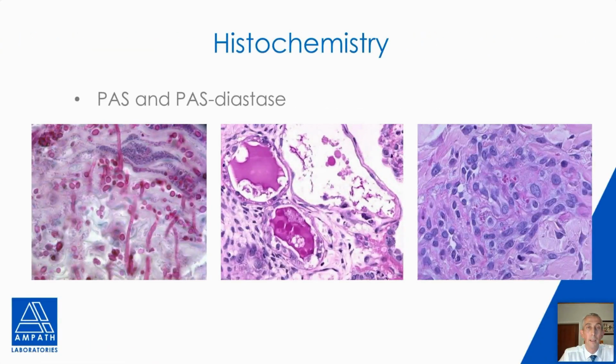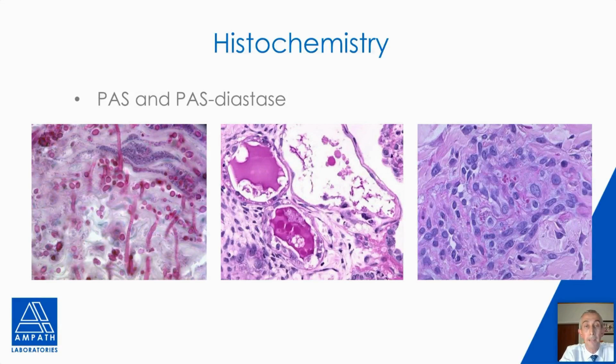To say a few words on histochemistry, our special stains. This is periodic acid Schiff, PAS or PAS and PAS diastase. On the far left, it highlights fungal elements in an esophagus biopsy. So this is esophageal candidiasis. One can appreciate the pseudohyphae and the spores.